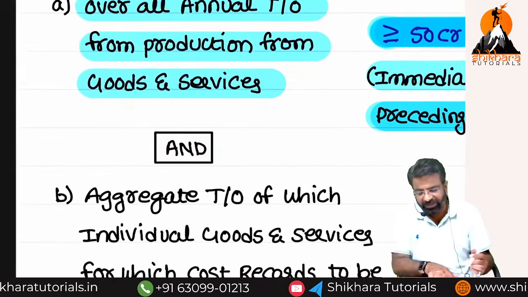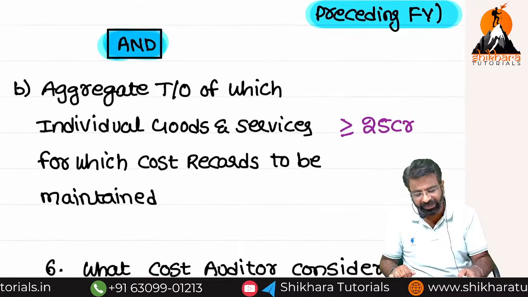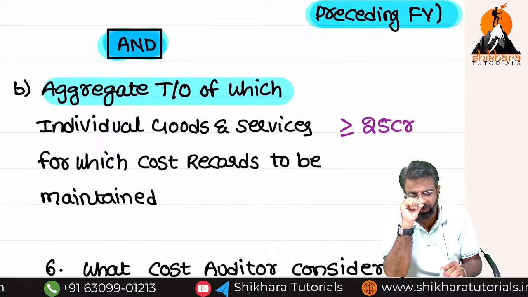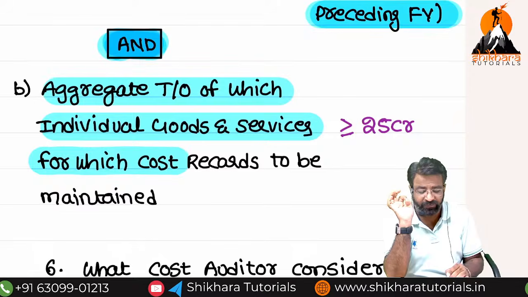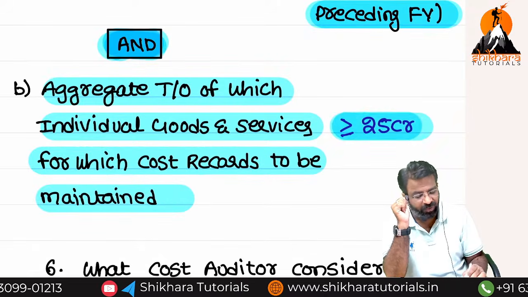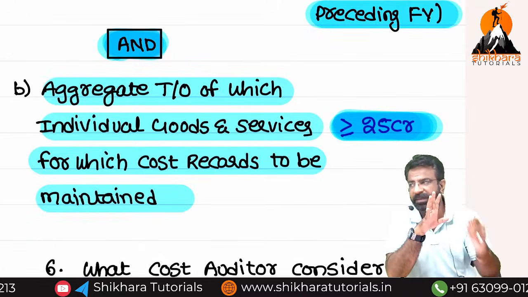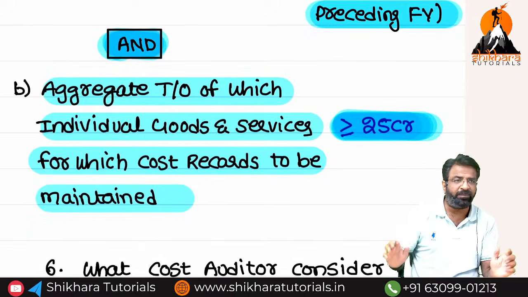And what is the next condition? Or and. Can you read this point and tell me what is the interpretation of this point? Aggregate turnover of which individual goods and services for which we have started maintaining the which records? That should also be greater than or equal to what? 25 crores. What is the meaning of that? Now, let me break it down into a very simplified manner.